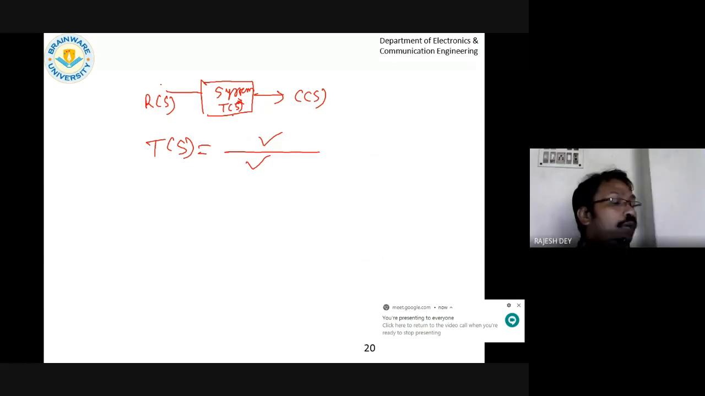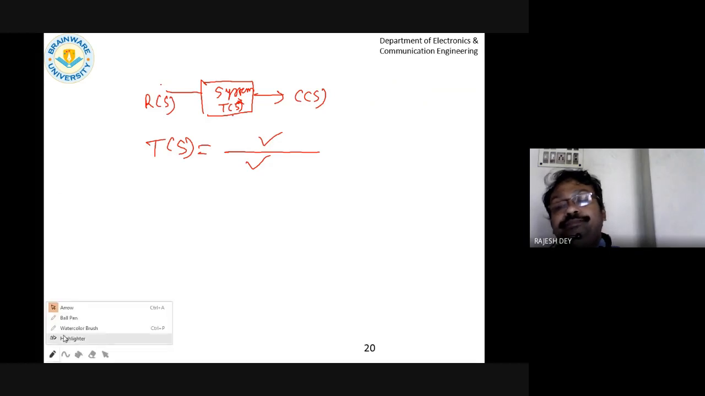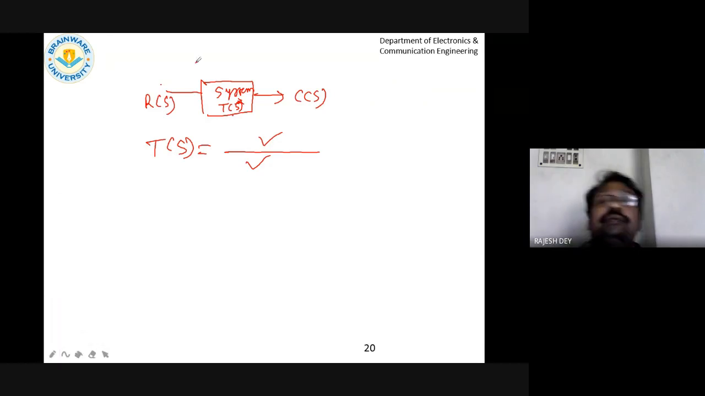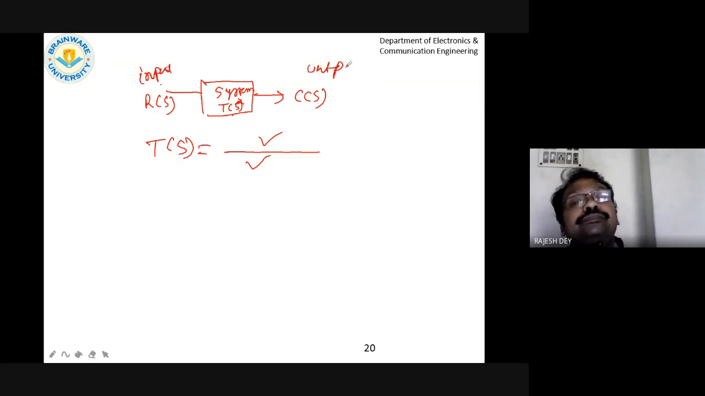So what happens in any system? There is an input and we get the output from the system. It depends on the system parameter. The parameter is expressed as an equation that is called the transfer function or the gain of the system.